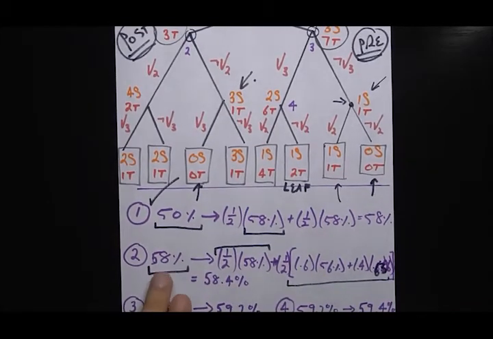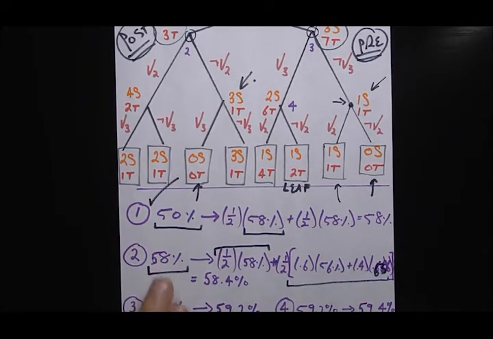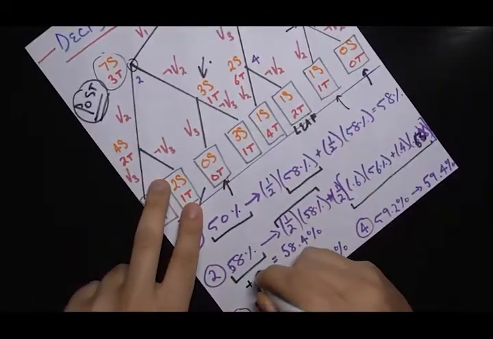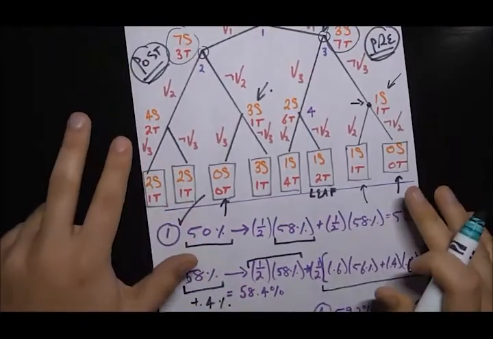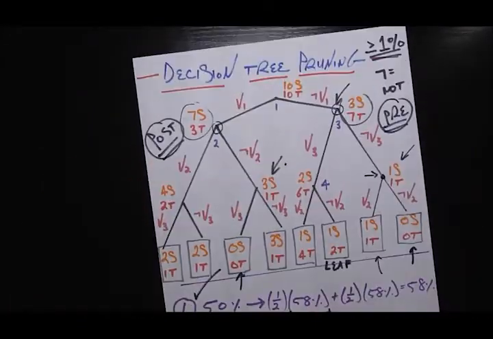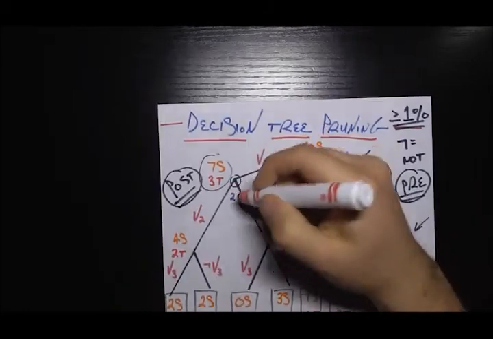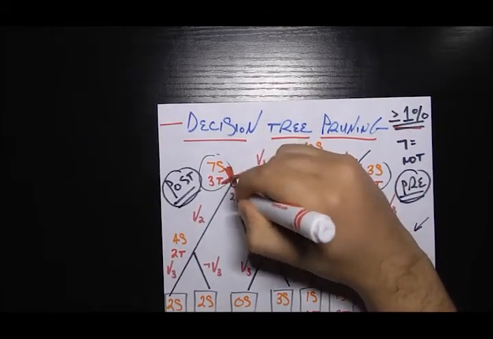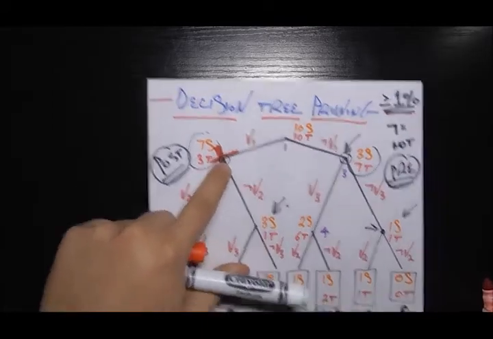So we see that, is it worth it going from 58% correctness to 58.4? Well, according to our 1% threshold, it's not, because this is only a 0.4% gain, so it's not enough for us to continue. So that's our first pruning right there. We're not going to take this V2 or not V2 branch. We're going to prune the decision tree right there. That's where it stops for that side, okay?